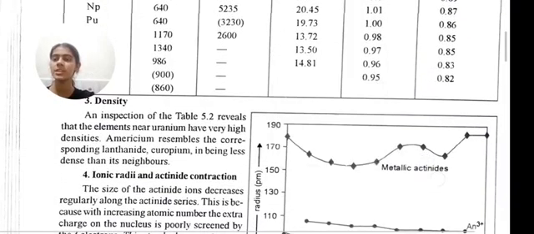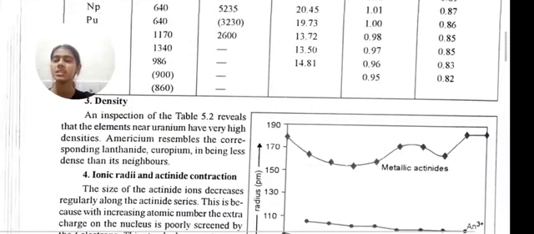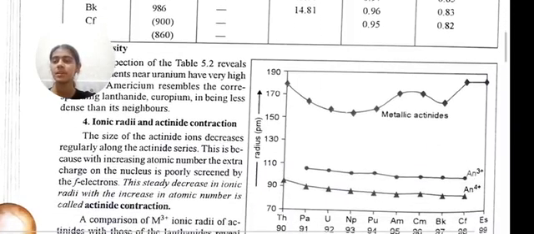Then the third point is density. An inspection of Table 5.2 reveals that the elements near uranium have very high densities. Americium resembles the corresponding lanthanide europium in being less dense than its neighbors. The fourth point is about ionic radii and actinide contraction.